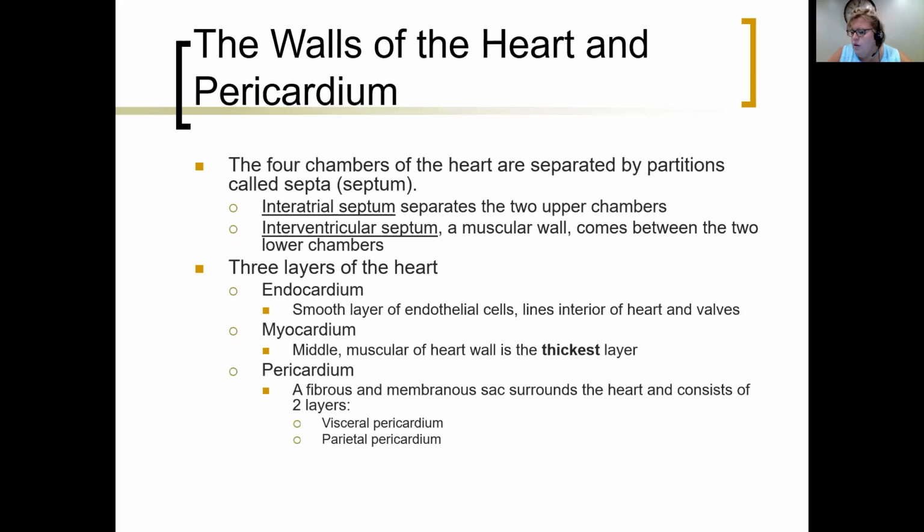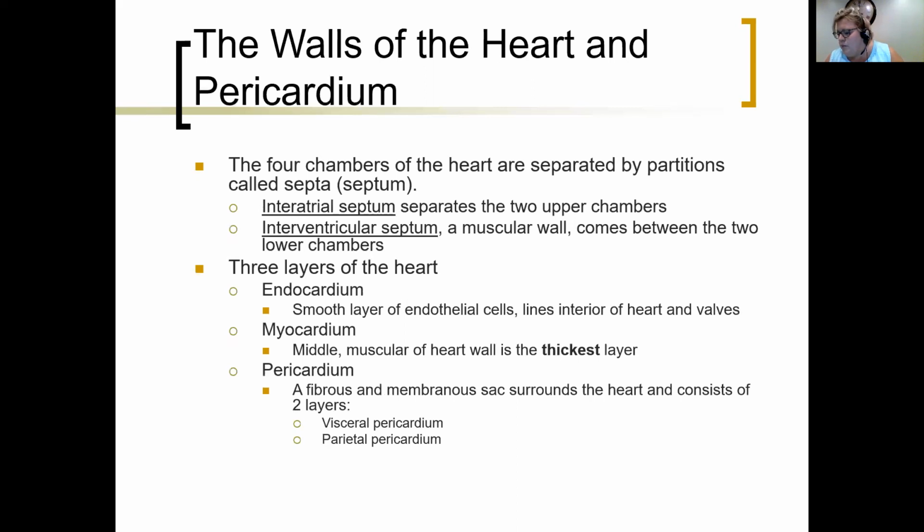And these are all on page 406. Number 1 is the interatrial septum, and number 2 is the interventricular septum. 3, 4, and 5 are showing us the 3 layers of the heart. Number 3 is the yellow lining, and that's the endocardium. And this is a smooth layer of endothelial cells. It lines the inside of the heart as well as all of the valves.